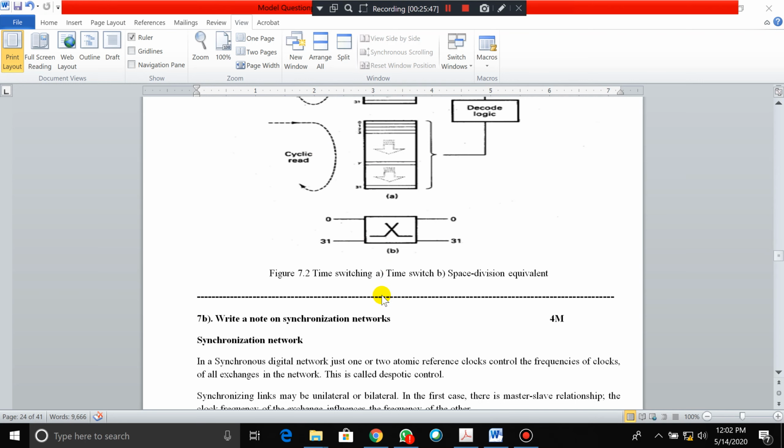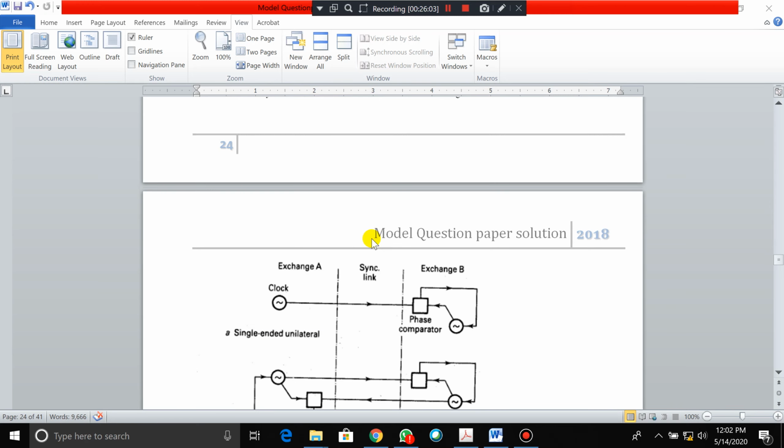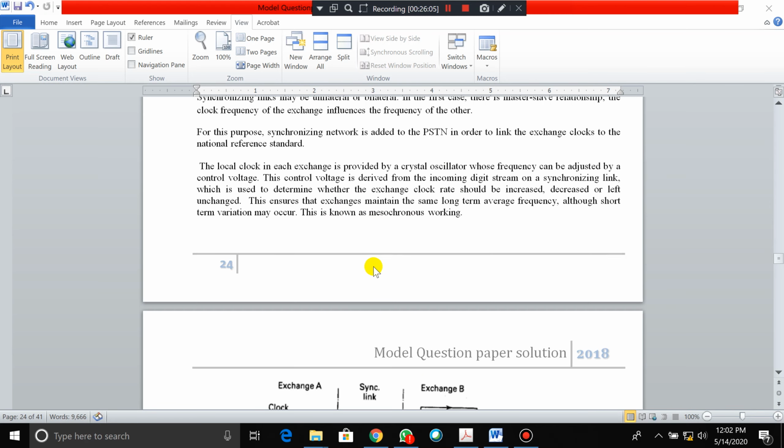Write a short note on synchronization network. How is the synchronization network going to work? What is the advantage of asking like a note? You can write anything on this. You can write a mathematical model, you can explain it, you can write the application, whatever you want, but with respect to synchronization network.